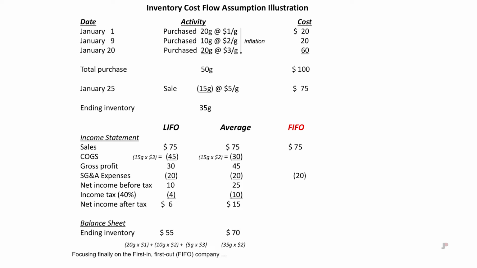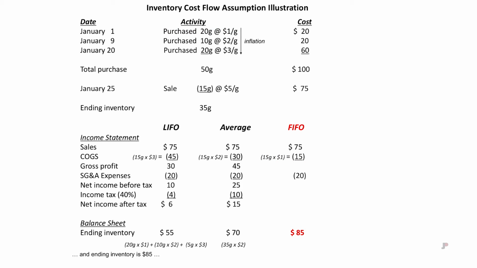Focusing finally on the first in, first out FIFO company, here management assumed that the first in, oldest January 1 purchase was sold first, meaning that cost of goods sold came from the January 1 purchase at $1 per gallon, $15, 15 gallons times $1.